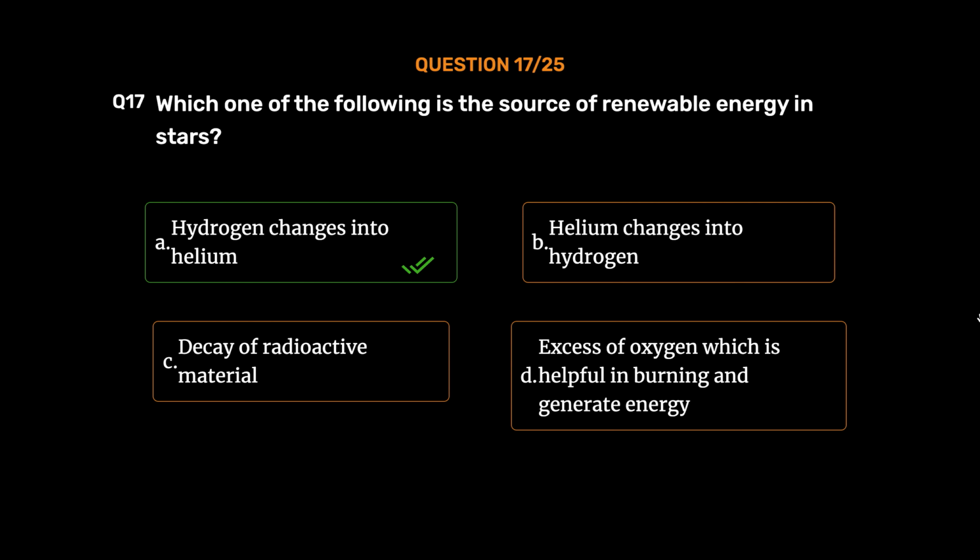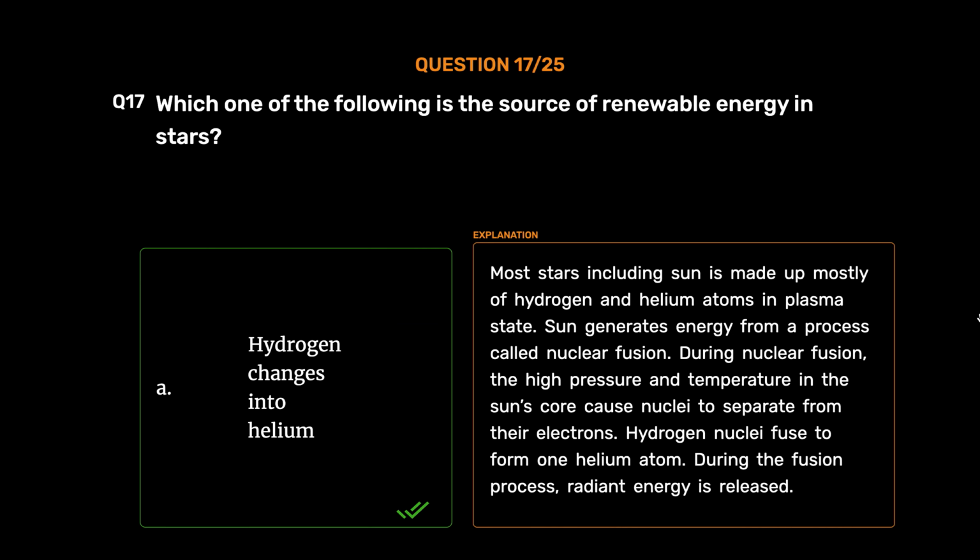Hydrogen changes into helium. Most stars including Sun is made up mostly of hydrogen and helium atoms in plasma state. Sun generates energy from a process called nuclear fusion. During nuclear fusion, the high pressure and temperature in the Sun's core cause nuclei to separate from their electrons. Hydrogen nuclei fuse to form one helium atom. During the fusion process, radiant energy is released.